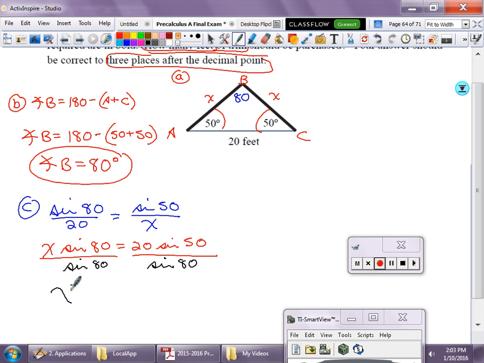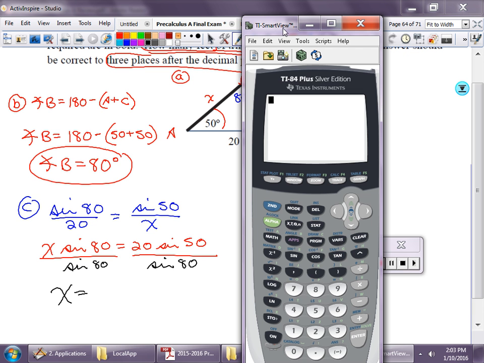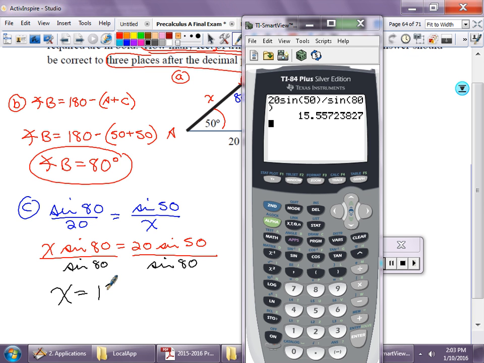And x equals whatever the calculator says, which is 20 sine 50, close the parentheses, divided by sine 80, close the parentheses, 15.557. Okay?